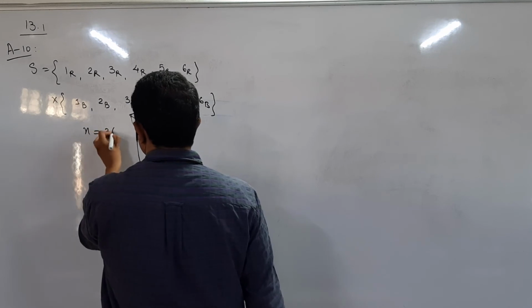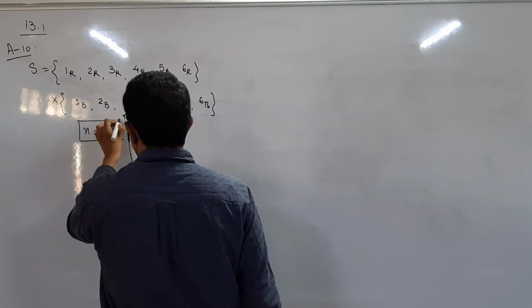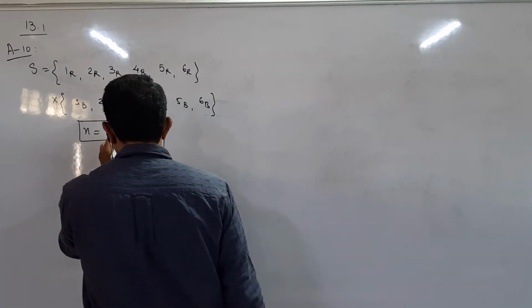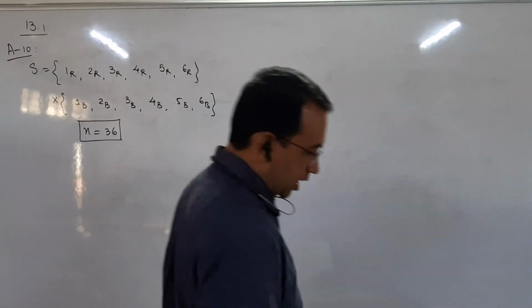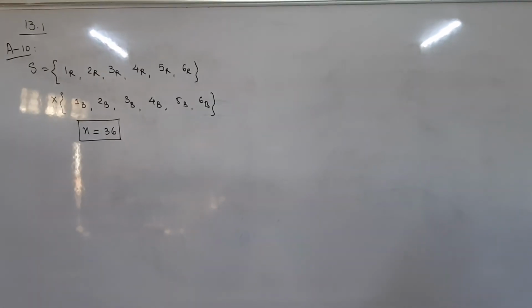And students, when you roll a pair of dice, the total outcomes are always 6 square, and that turns out to be 36. Thus, students, you have to perfectly understand and memorize. The suffix indicates the color of the die.